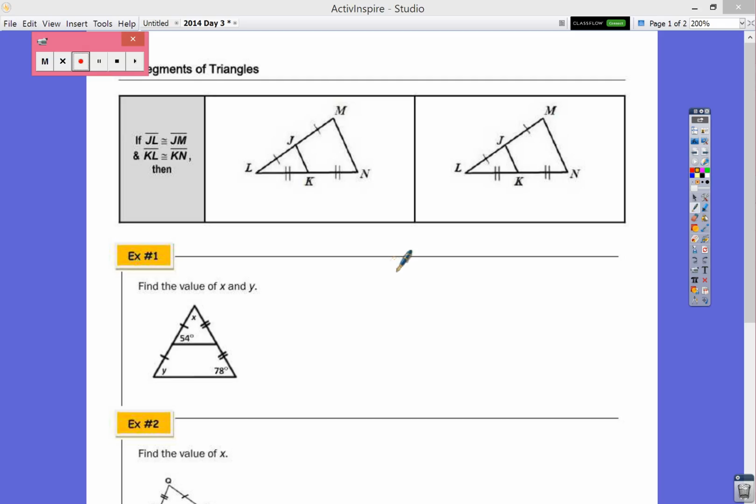Now let's take what we discovered from the warm-up to fill in our note page for today. So the top of the front page, it says the mid-segments of triangles. In the shaded box, it starts by saying that JL is congruent to JM, and if we have segment KL congruent to segment KN, then what can we conclude in these two triangles? Well, the first thing we discovered was that given J is a midpoint of LM and K is a midpoint of LN, that JK is parallel to MN.